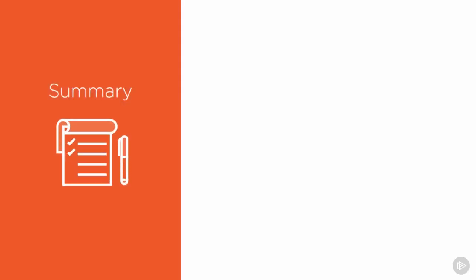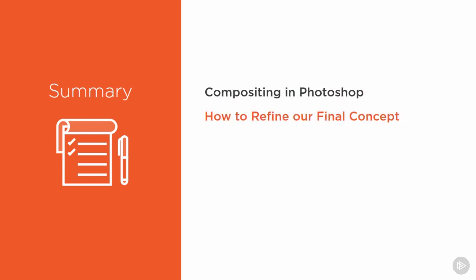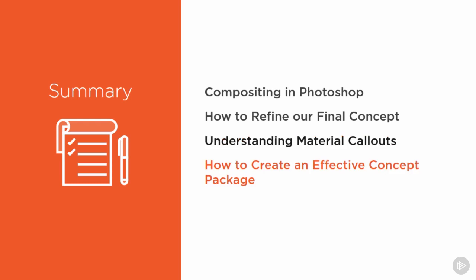So now that we've finished this module, let's talk about what we've learned. We've learned how to composite things in Photoshop so that we can take our images from ZBrush and make them work for us as we do our final concept package. We've learned how to refine our final concept inside of Photoshop, and we've better understood how to create material callouts.